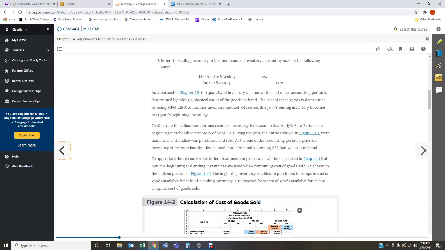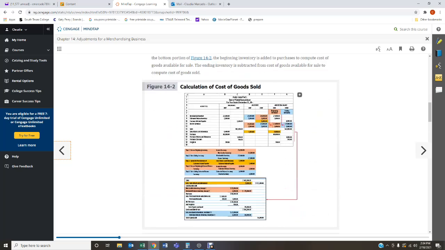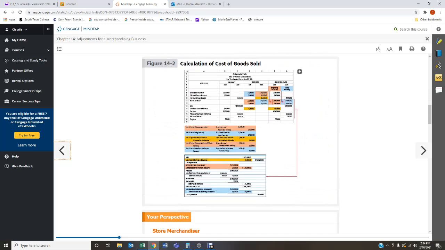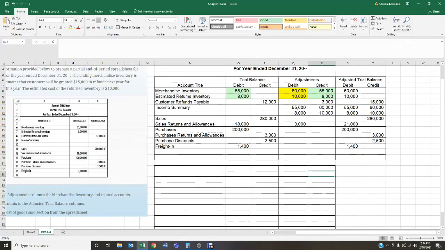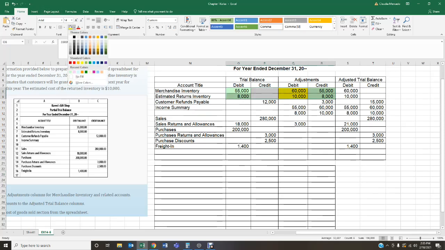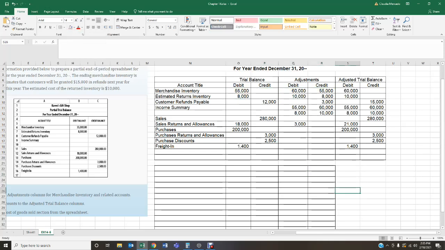And let me see. You see, on figure 14.2, they have an example of the end of period spreadsheet, kind of like what we're working on right now, as well as the cost of goods calculation that you can follow using the example provided on your ebook. Okay, so it is being included or explained in the chapter. So that is it for requirement 1 and for requirement 2. They're asking us to complete the worksheet, entering the adjustments and then the adjusted trial balance.